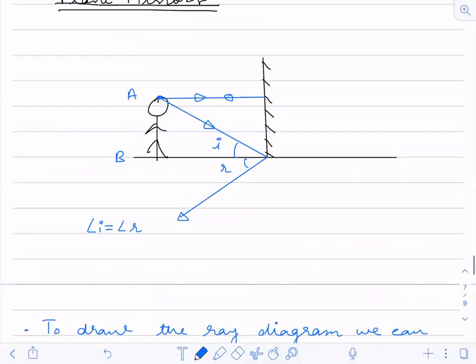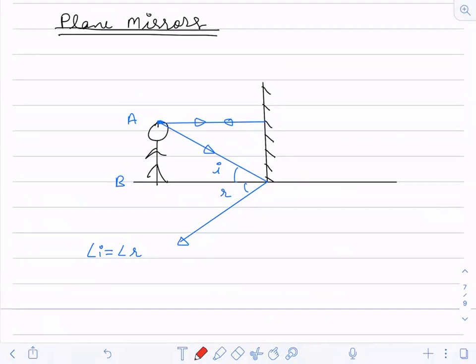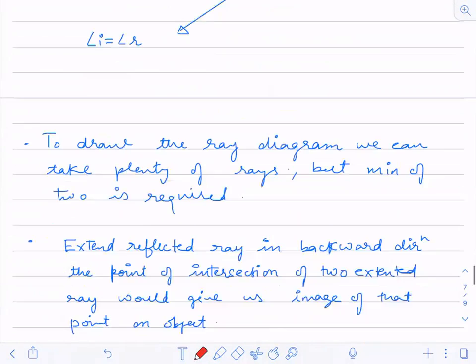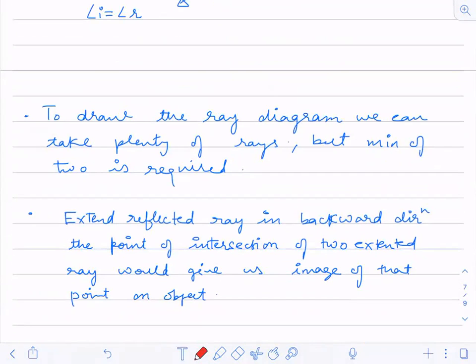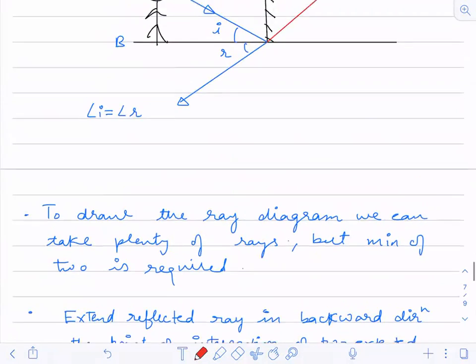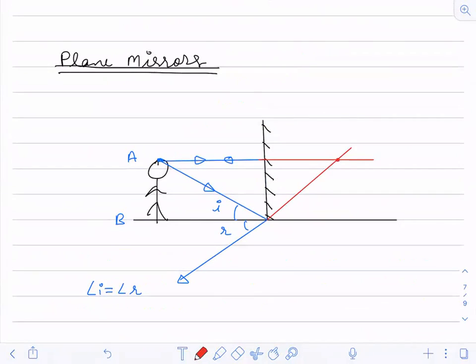So just see the two reflected rays, and now I'm going to extend them in backward direction. I'm extending them in backward directions like this, as well as like this. I have extended them, no problem. Then what it is saying: the point of intersection of two extended rays would give us the image of that point of the object. This is the point of intersection, so it will give you the image of the point on the object.